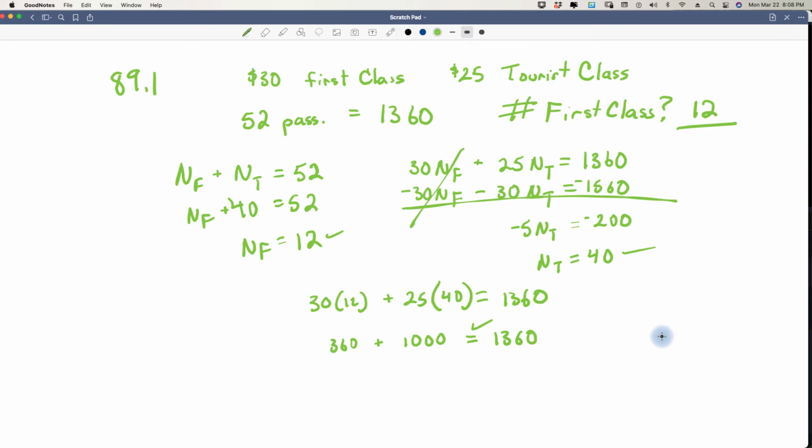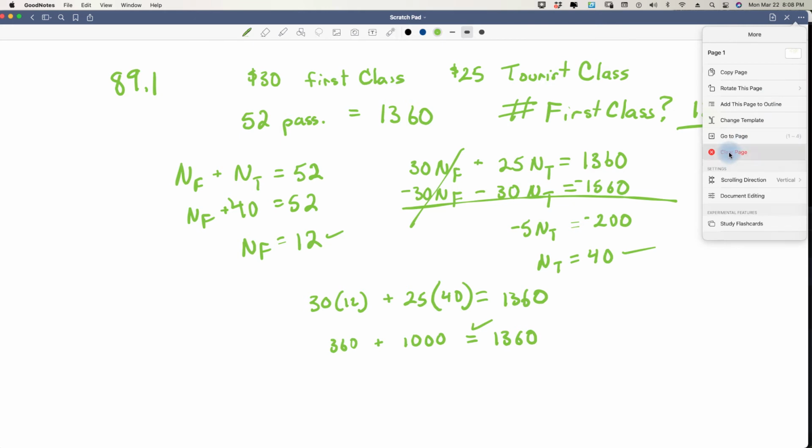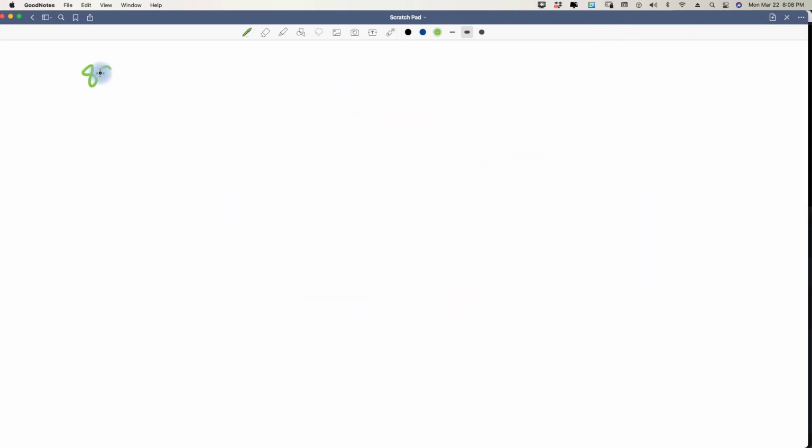Okay, that's how you make those statements. That's how you write those problems. You need the value of the items, you need the total number of the items, and you need the total value of all the items added together. And then you can write these statements. Let's try one more. 89.2.